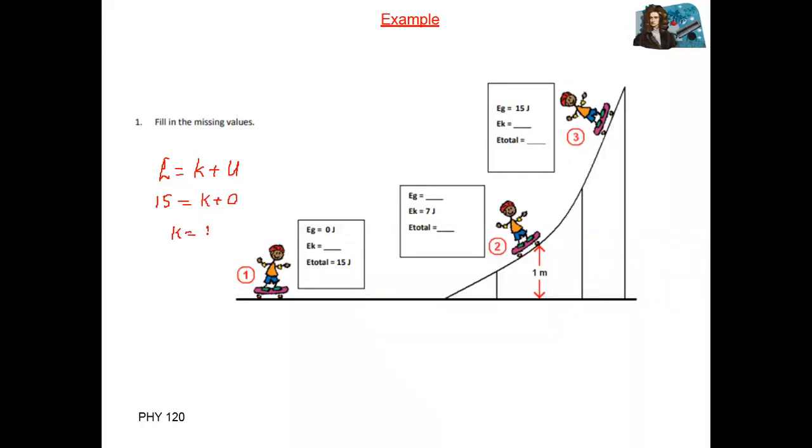So what about the kinetic energy? 15. This one is 0, so kinetic energy equal to 15. Now what about the potential energy at position B, where we know height as well? So how can we find it? Total energy is equal to kinetic energy plus potential energy. Kinetic energy equal to 7 plus potential energy. Potential energy equal to what?